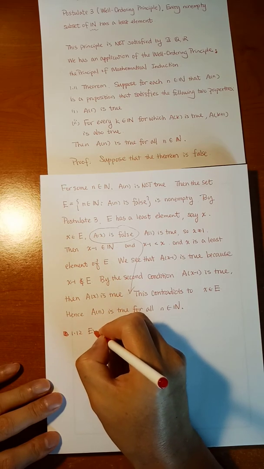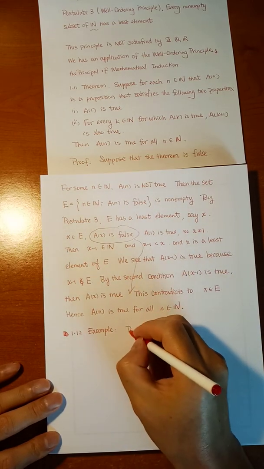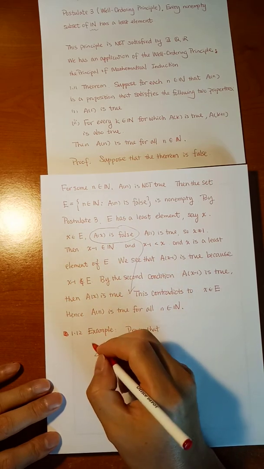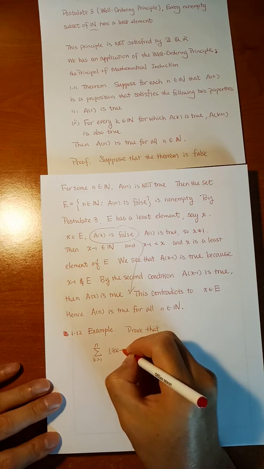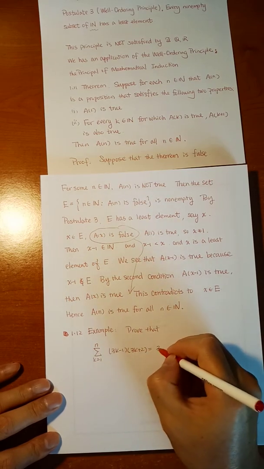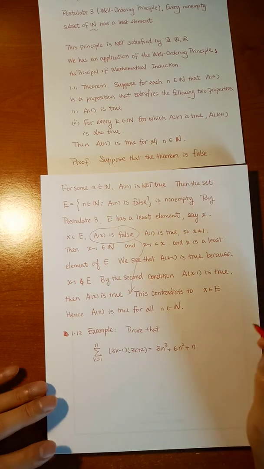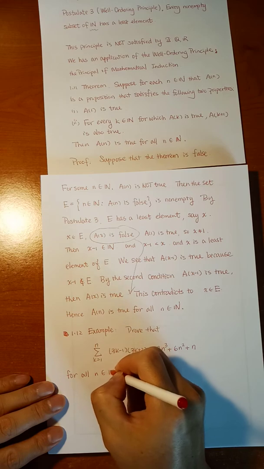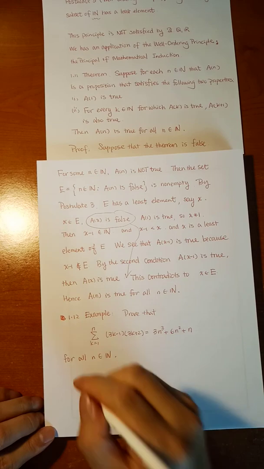1.12 example. Prove that the sum over k from 1 to n of (3k minus 1)(3k plus 2) is equal to 3n cubed plus 6n squared plus n, for all n. Well, let's see the proof.